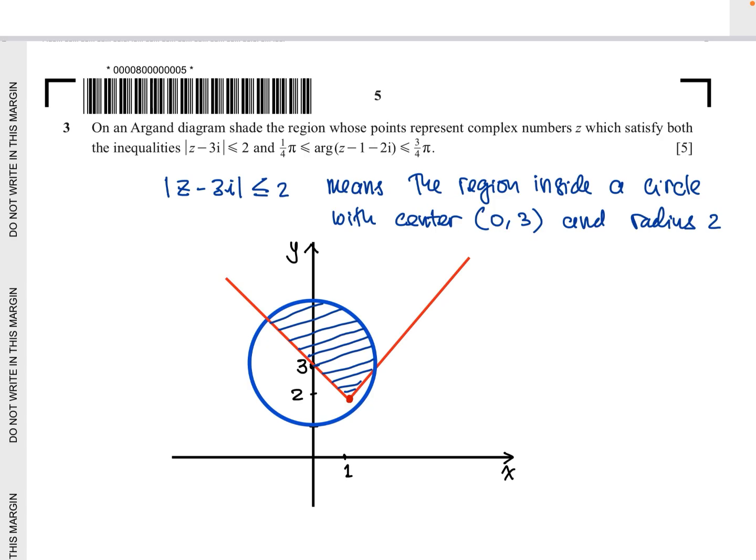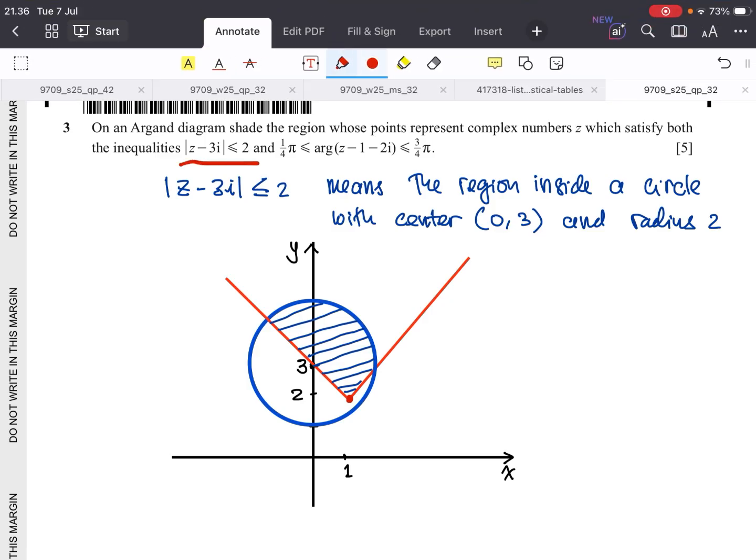Question 3. On an Argand diagram, shade the region whose points represent complex numbers z which satisfy both the inequalities |z - 3i| ≤ 2 and 1/4 π ≤ arg(z - 1 - 2i) ≤ 3/4 π.